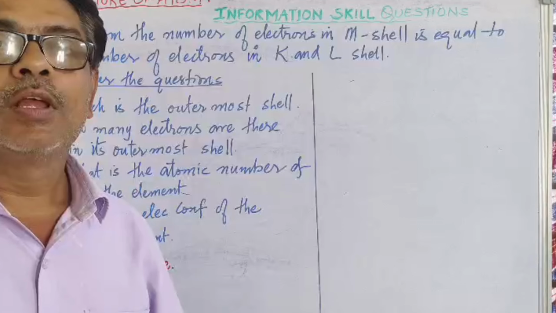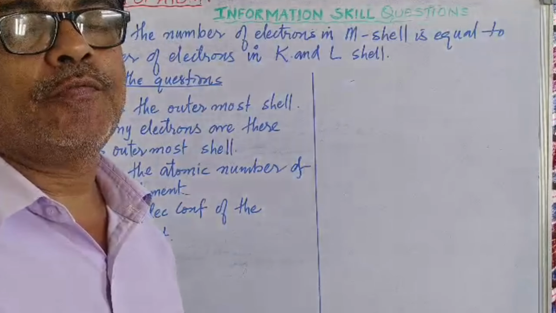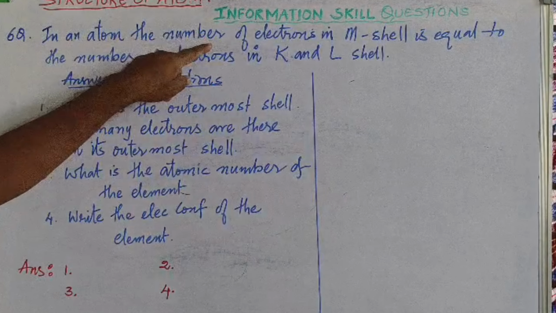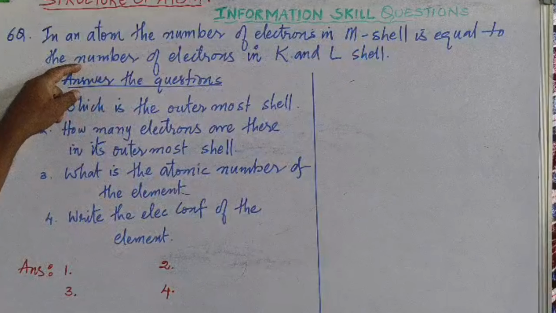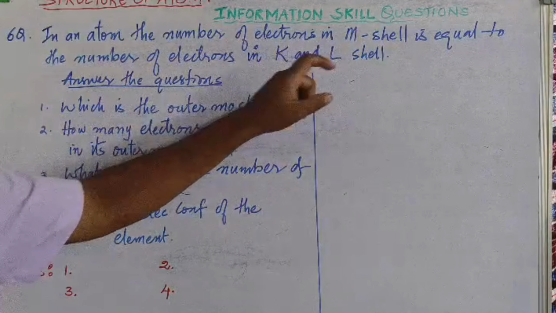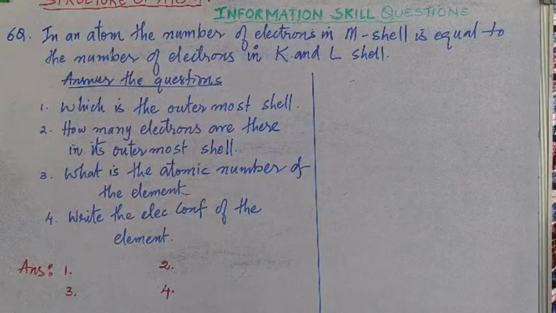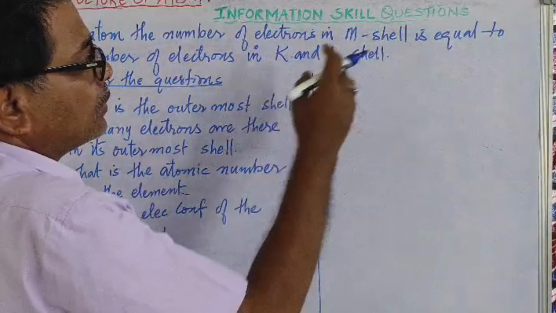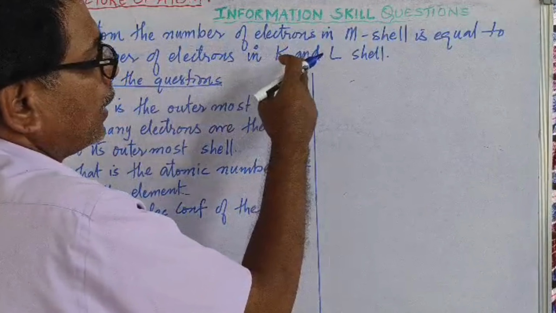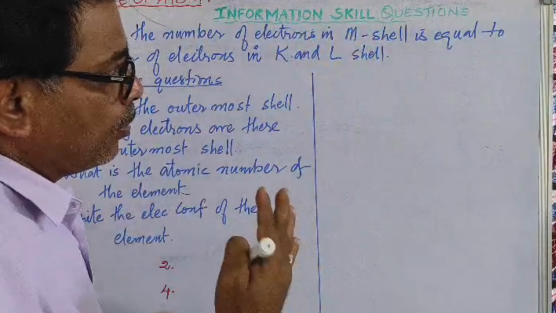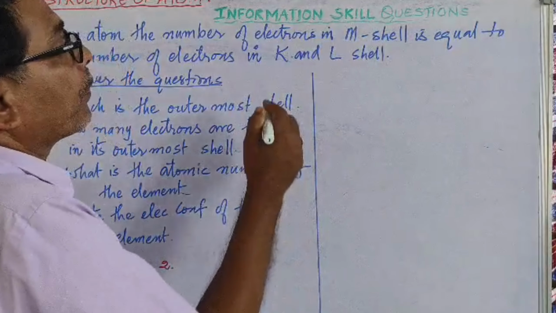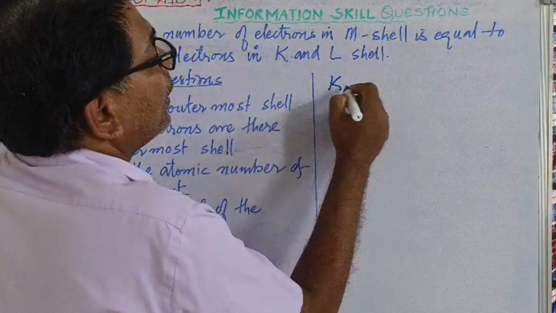Thank you. Now let's discuss the sixth question in this skill. What is that sixth question? In an atom, the number of electrons in N shell is equal to the number of electrons in K and L shell. First of all, we'll see what is told. You will not know how many electrons he is speaking about in N shell, but one thing is clear, that the number of electrons in K and L is equal to that shell. That much is clear.